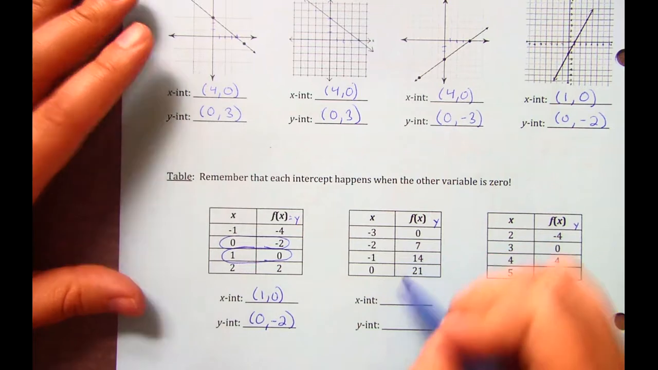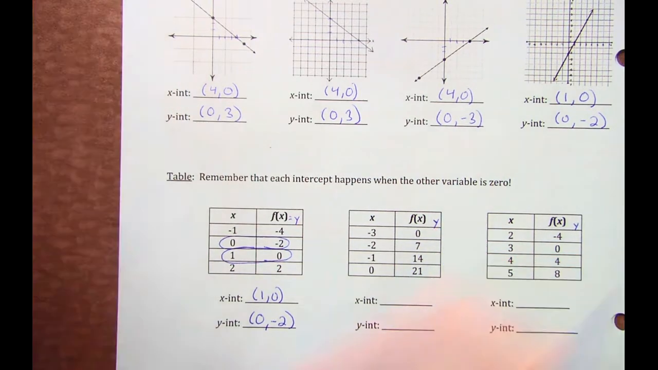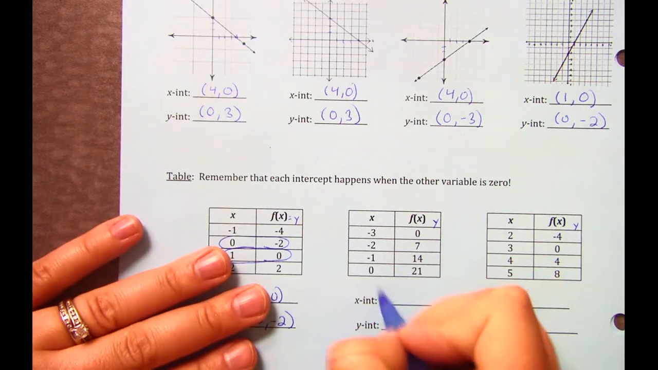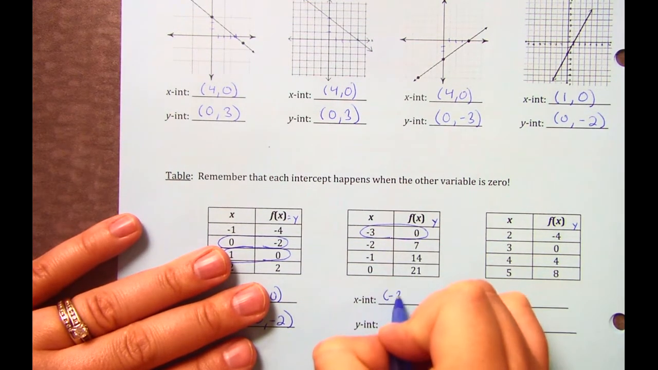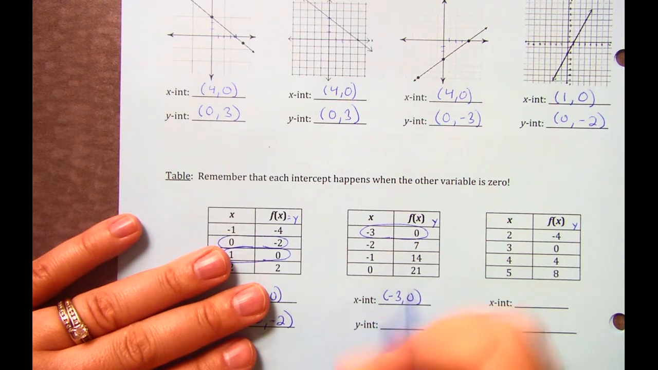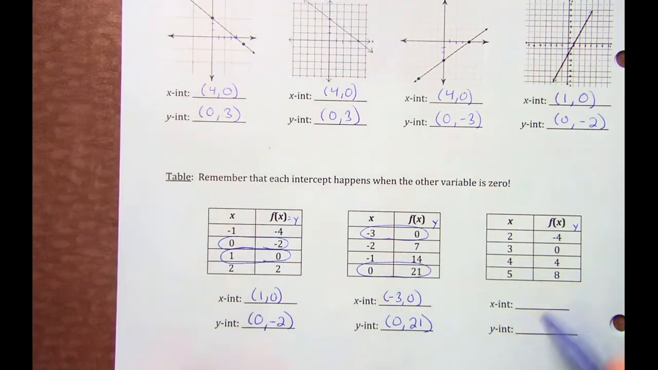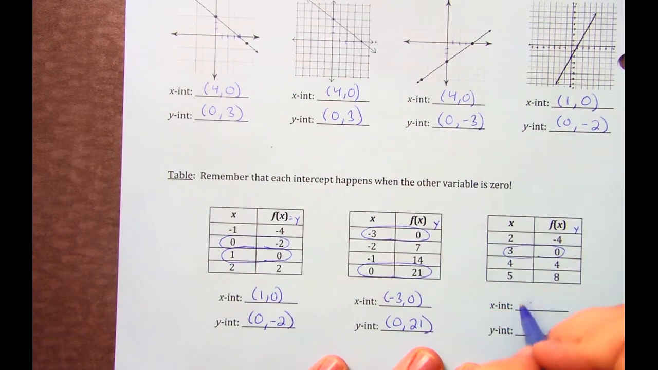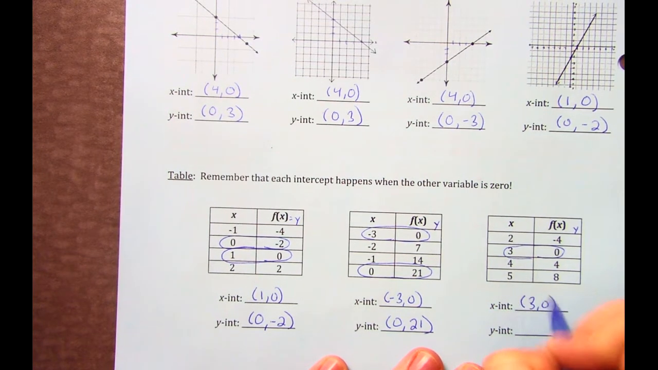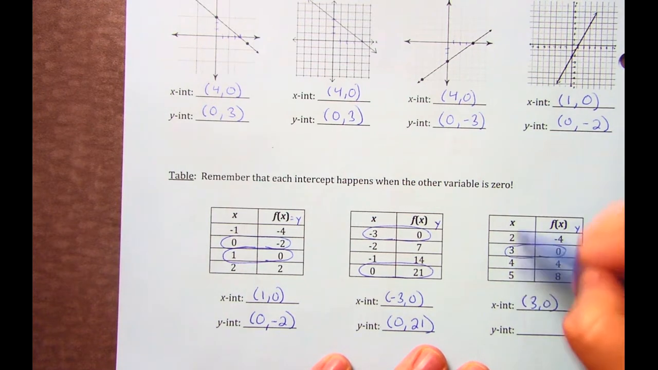The x-intercept over here happens when y is 0, because the intercepts happen when the other variable is 0. So the x-intercept is right there when y is 0, -3, 0. And the y-intercept happens when x is 0, which is there, 0, 21. Here, the x-intercept happens when y is 0, which is here. And the y-intercept happens when x is 0, except there is no x.